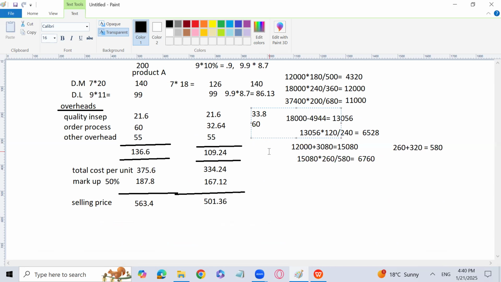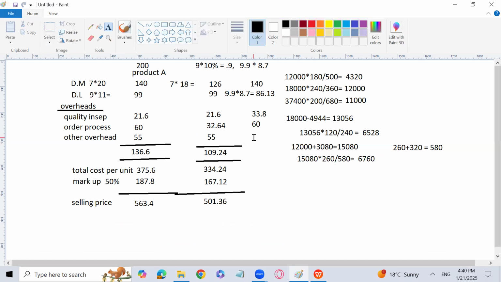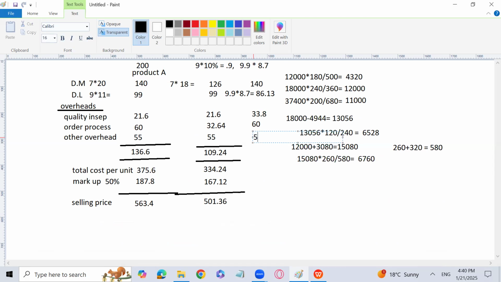Because option 1 has nothing to do with option 2, my dear. So don't take the prices of the option 1 accordingly, because option 1 will be taken separately and option 2 is going to be taken separately to solve the question, and then we will be able to get the answer for the solution. So 6760.